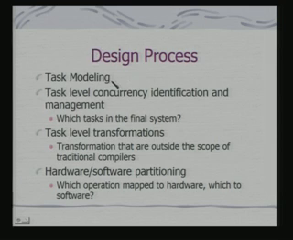So, the design process involves therefore task modeling, using any kind of modeling tools. Then task level concurrency identification and management: which tasks are in the final system, and how the tasks are to be put in concurrent models or concurrent modules. We also need to do task level transformations.